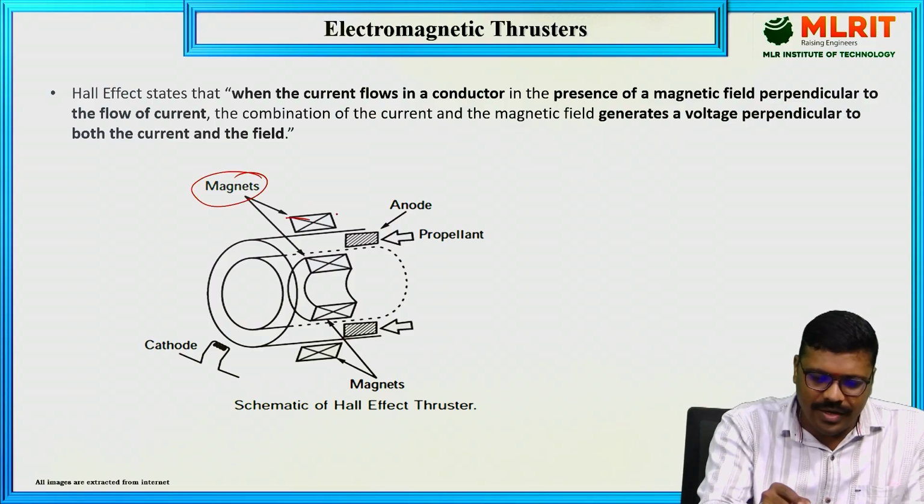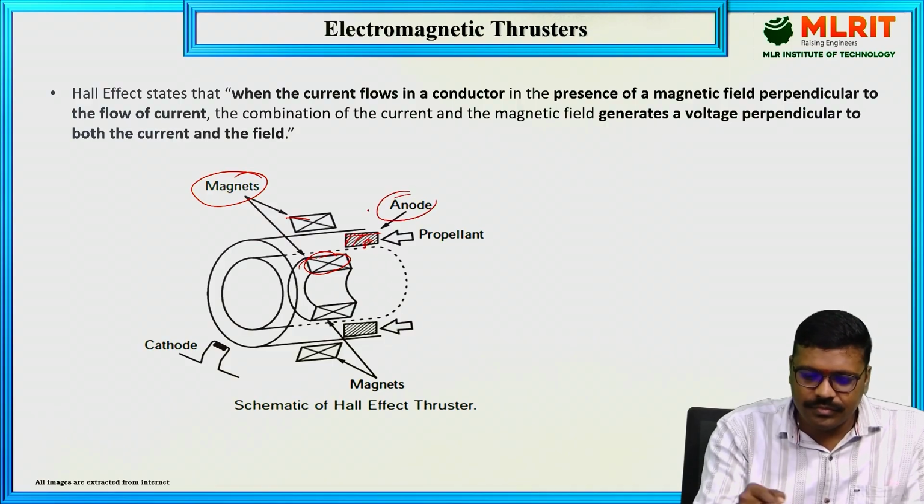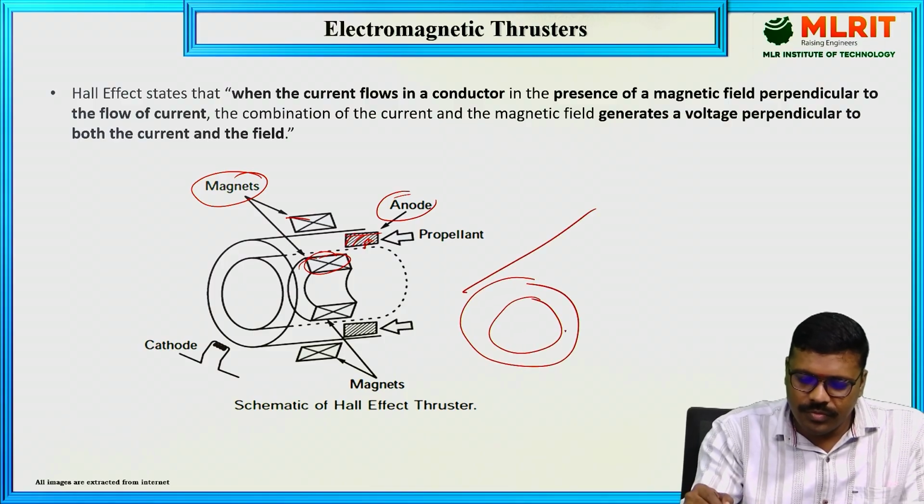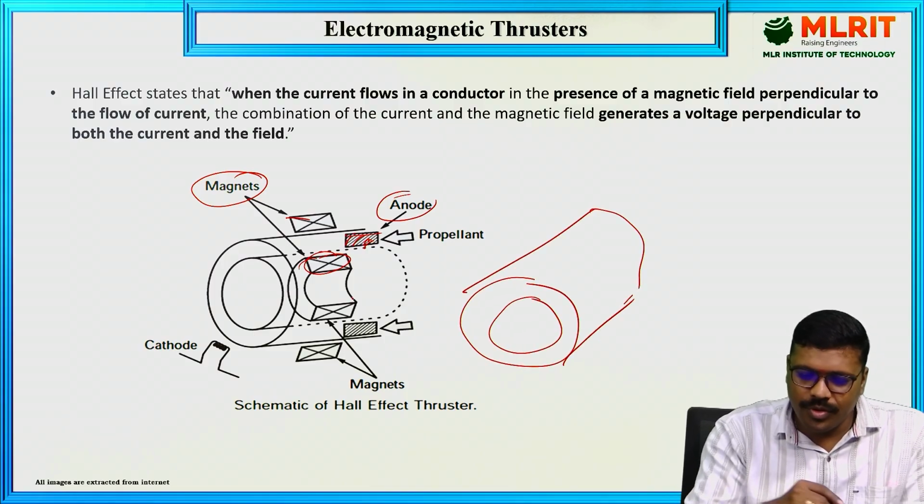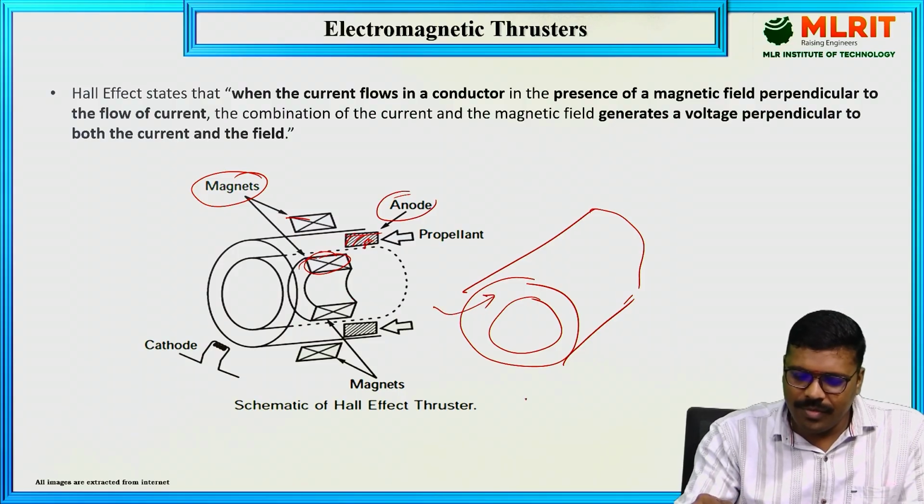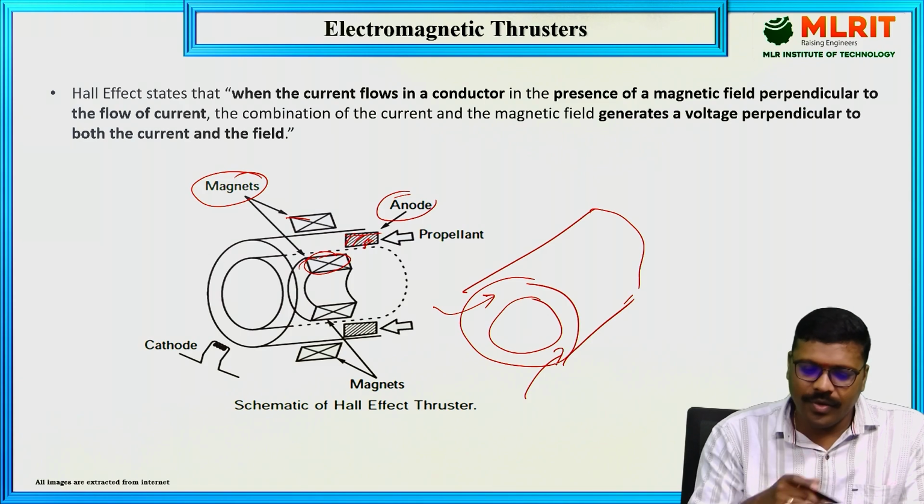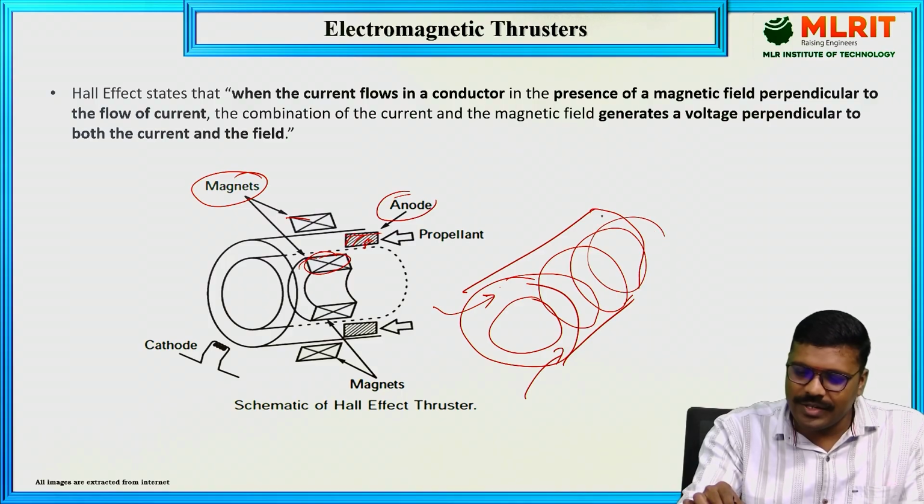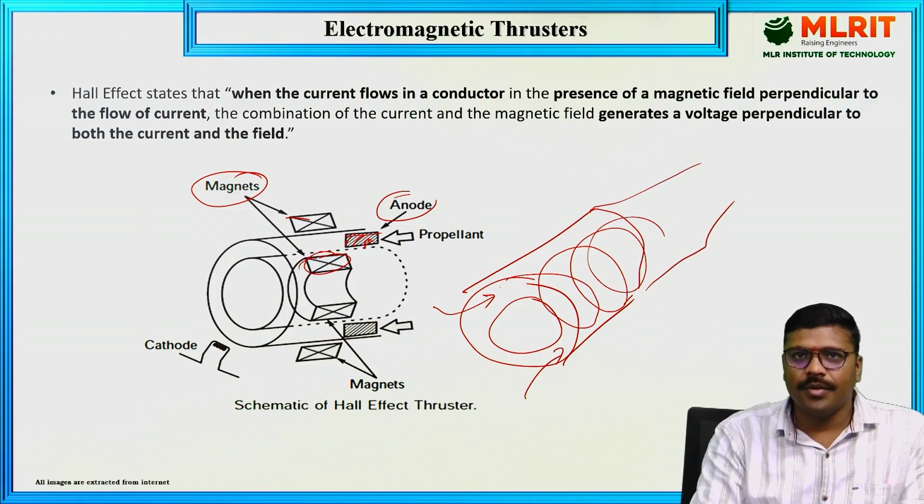This is one magnet, and here this is another magnet, and this hatched portion is an anode. Okay, it is like a tube. Here the propellant is sent into the annular chamber. Because of this electromagnetic force, the propellant entering the chamber will rotate, moving like a spiral, and leave the chamber.